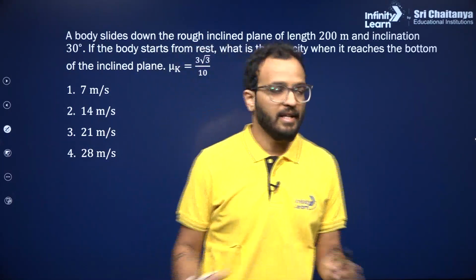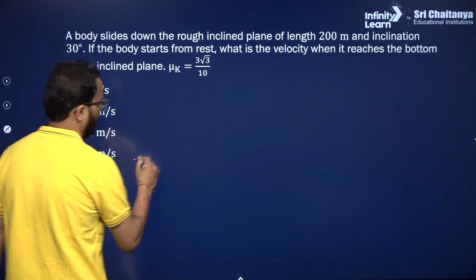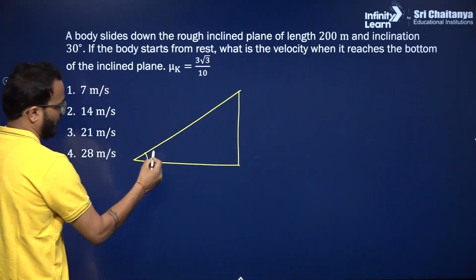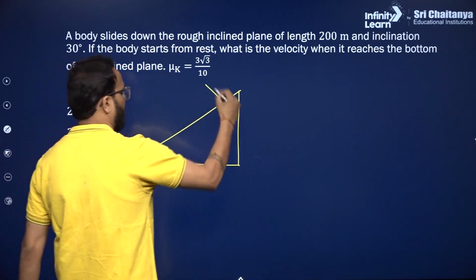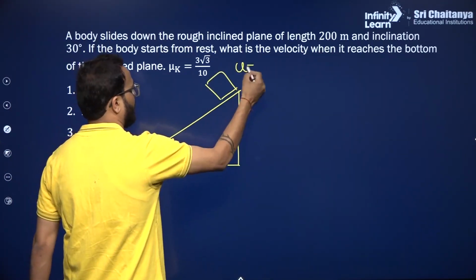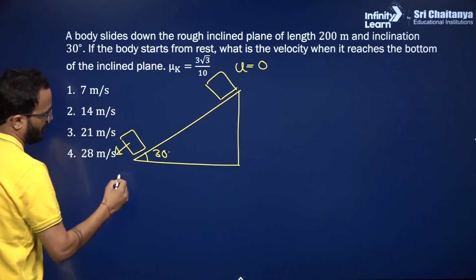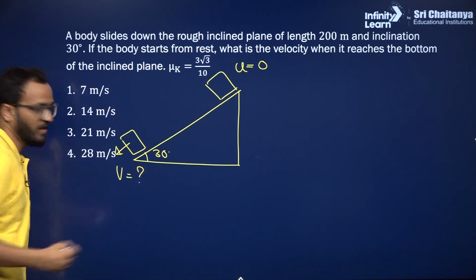Here it is given that there is an inclined plane like this. Can you see this? And there is an angle of 30 degrees and a block slides down from here. Here its initial velocity is 0 and it comes and strikes here. Its velocity is what we need to figure out.